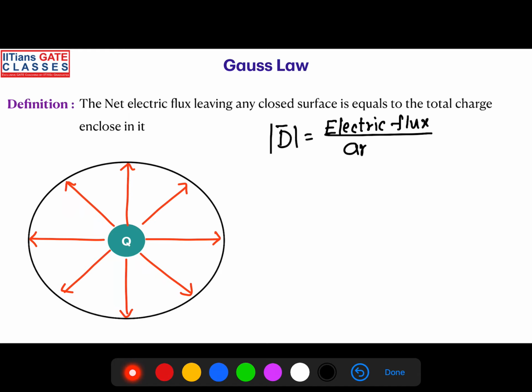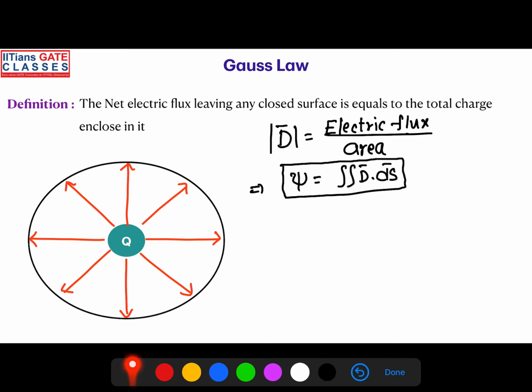In other words, I can say the electric flux, let us define it as psi, is mathematically the double integral of D dot dS. It is nothing but the flux density multiplied by area. So in mathematical form, I can write psi equals the double integral of D dot dS. This gives the electric flux passing through a surface having an area of dS, right?